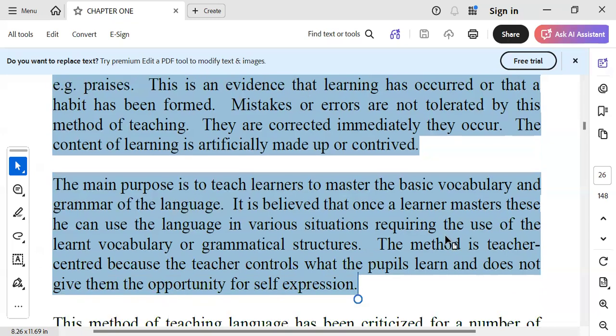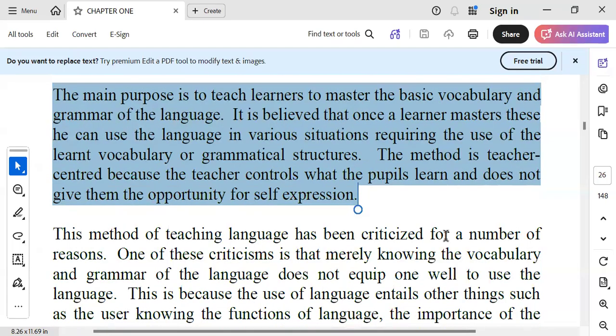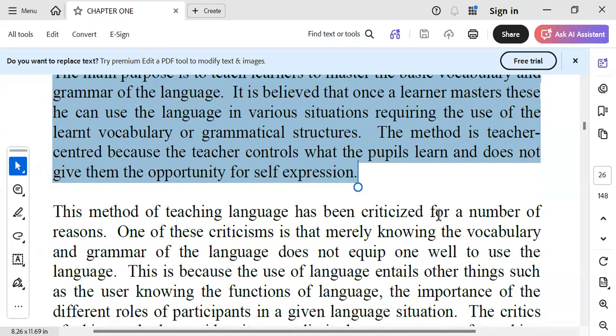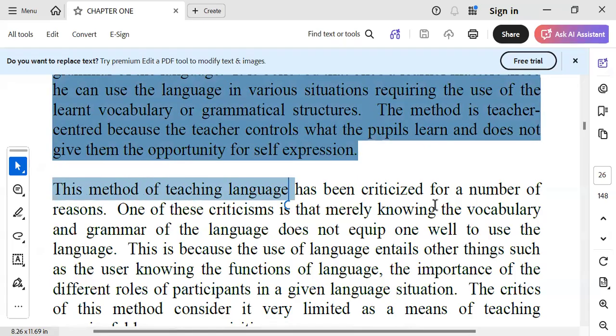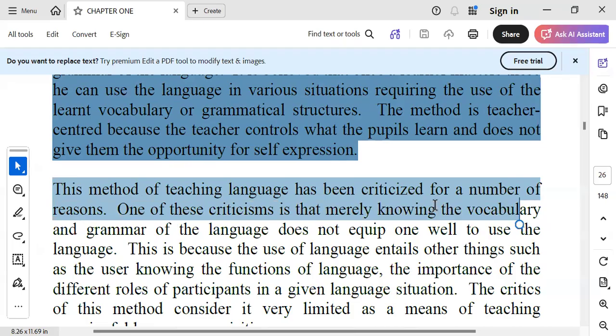Like if you check what we're trying to say now, no explanation. Let's be disciplined. We are merely reading for now. We'll explain later. Now, this method of teaching language has been criticized for a number of reasons. One of these criticisms is that merely knowing the vocabulary and grammar of the language does not equip one well to use the language.